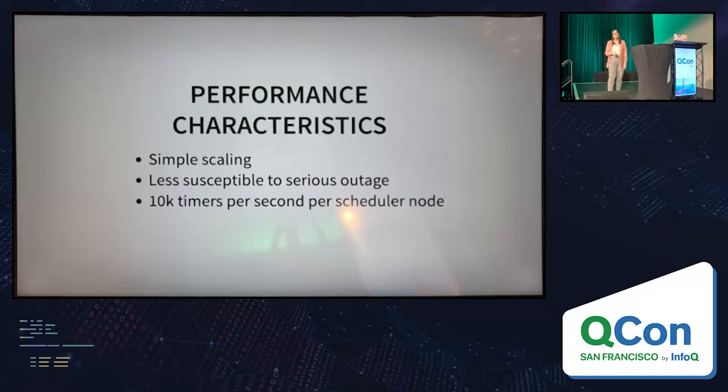On single node performance, each scheduler node is capable of handling about 10,000 timers per second, and frankly, that's without even pushing it, which makes horizontally scaling incredibly powerful. Each gRPC instance handles about 17,000 requests per second, really without trouble.